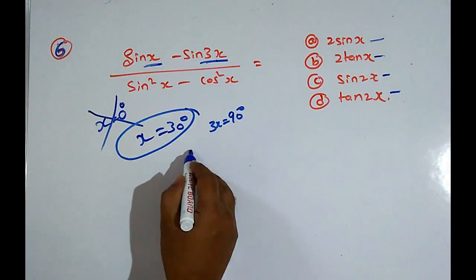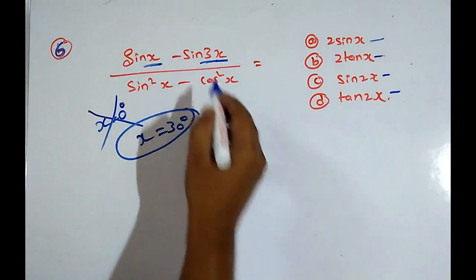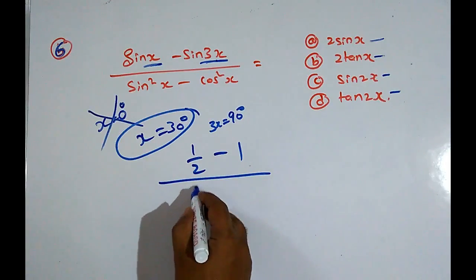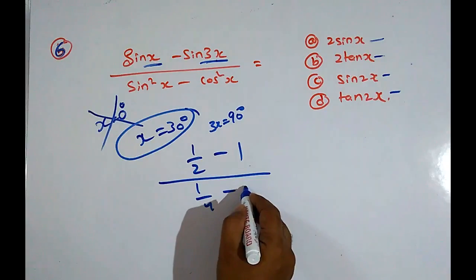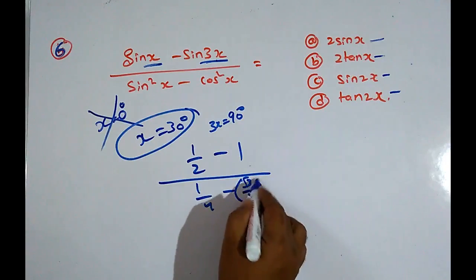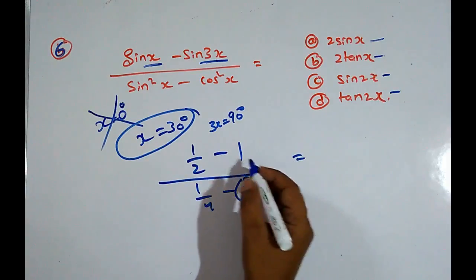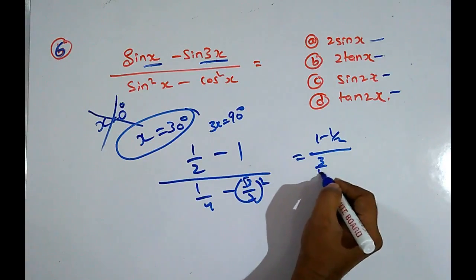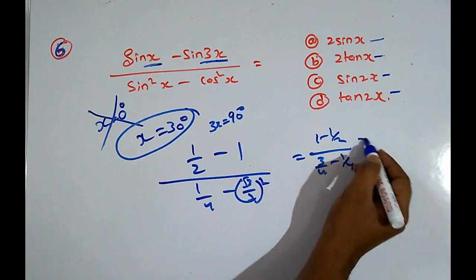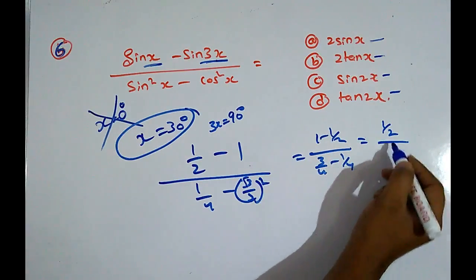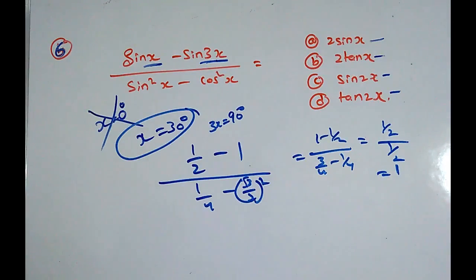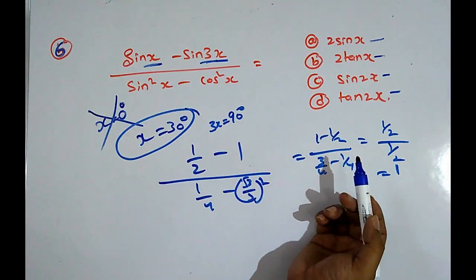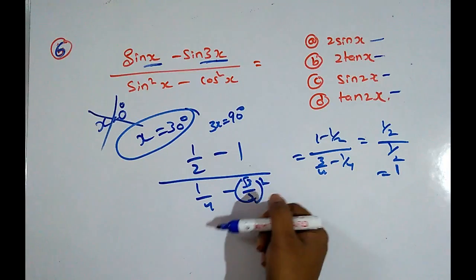Substituting x equal to 30 degrees, we get half minus sine 90, which is 1, divided by sine square x, 1 by 4, minus root 3 by 2 whole square, that is 3 by 4, friends. Taking minus as common, we get 1 minus 1 by 2 divided by 3 by 4 minus 1 by 4. We get half divided by half, that equals 1, friends. So if we substitute x equal to 30 degrees, we will get 1.